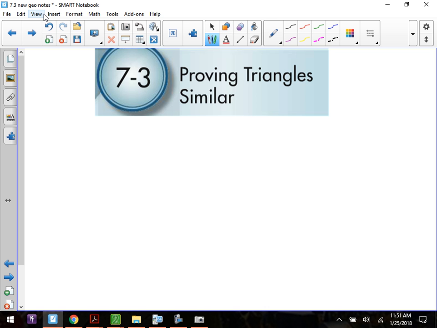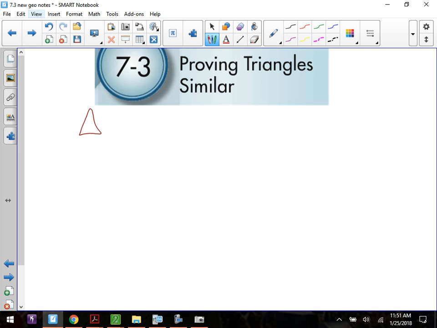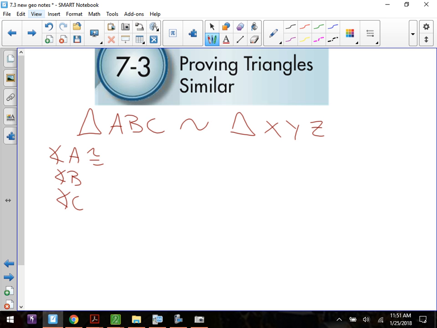What I mean by that is, up until this point, when we had similarity statements, we had to know that we had all angles that were congruent. We'd have to have all sides with the same ratios. For example, if we had triangle ABC similar to triangle XYZ, we can make our list of the three angles, because this had to be true by definition.